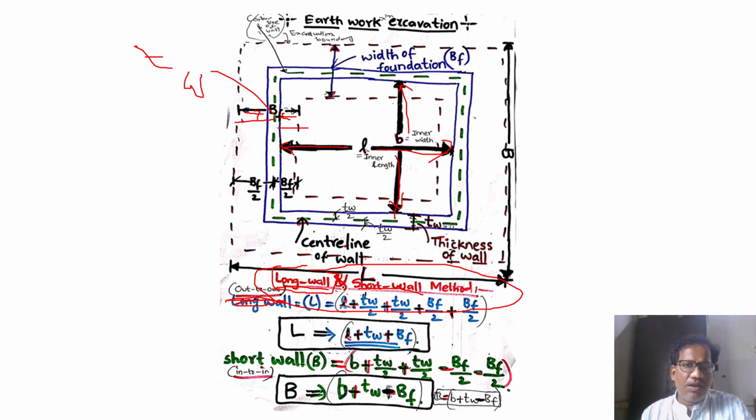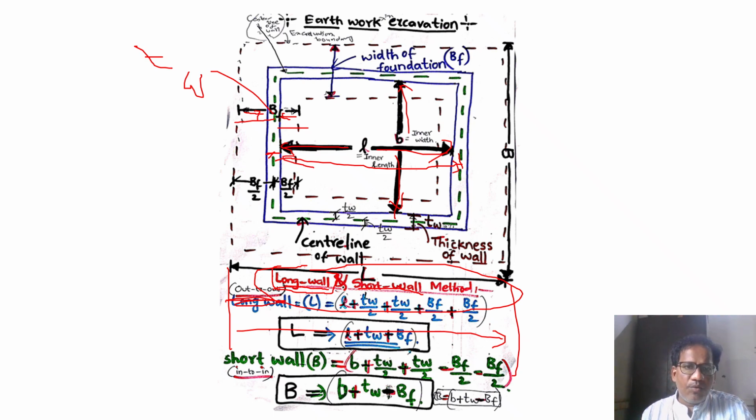So let us discuss now. I want the out to out length from here to here, that means excavation out to excavation out. So this we can get now. Here you see we have small l, that is the internal dimension of the room, plus TW by 2 plus TW by 2. So what we are getting now is the center to center length.